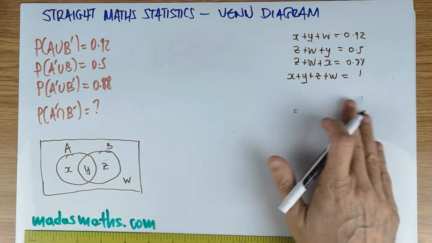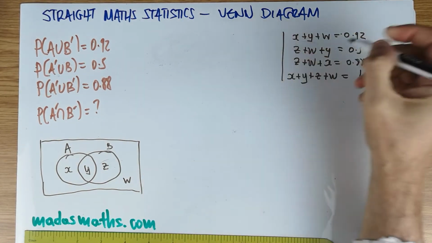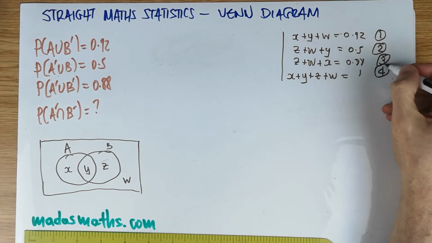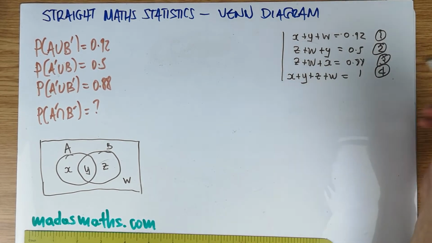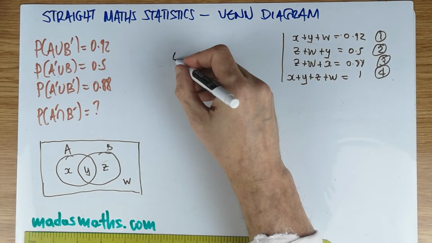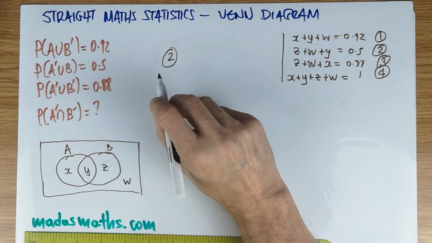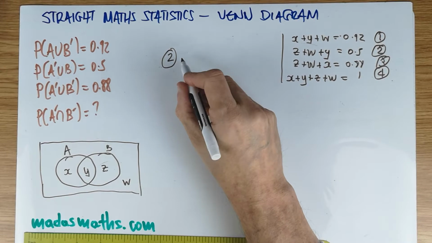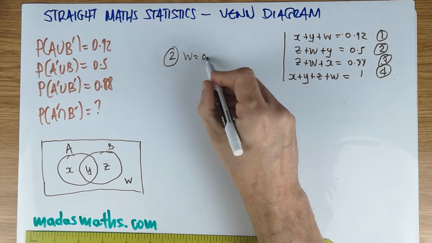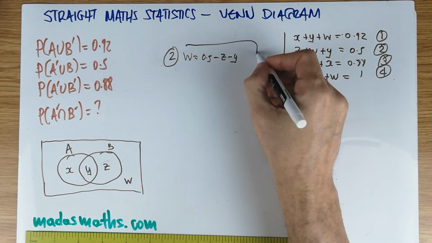But for me personally here, I will actually do a proper elimination and label the equations as 1, 2, 3, and 4. Take one of them, it will hardly matter. I'm going to pick equation number 2. Make W the subject. And this will become 0.5 minus Z minus Y. So that is my W.